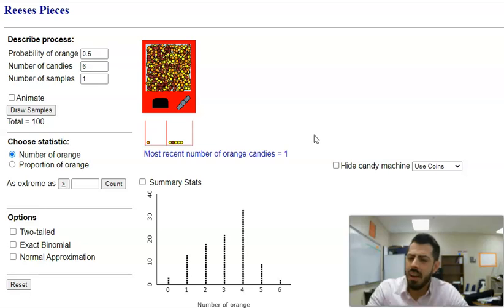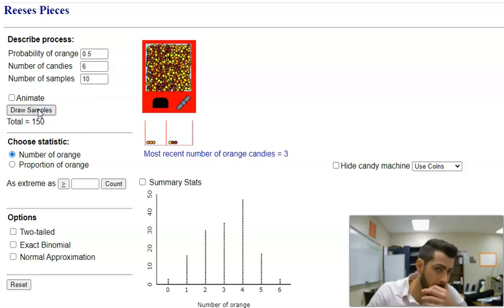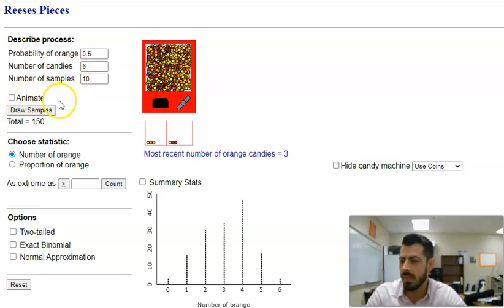Okay, so I've taken 100 samples. Most of the time, for this round, out of the 6 candies, 4 of them were orange. That's a little weird, but we know it's bound to happen every now and then. Let's keep going, but we'll up the number of samples to 10 at a time. I'm sorry, we're upping the samples to 10 at a time, not the sample size. Sample size is still 6. So 10 different handfuls of 6 candy.